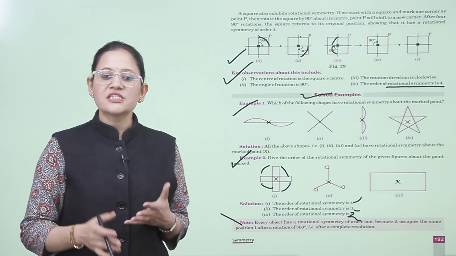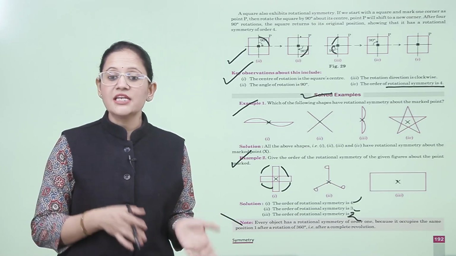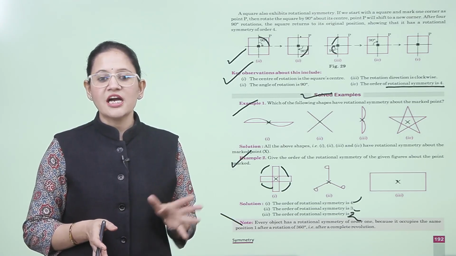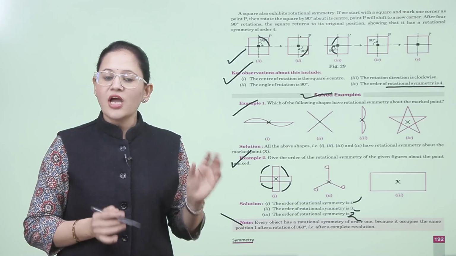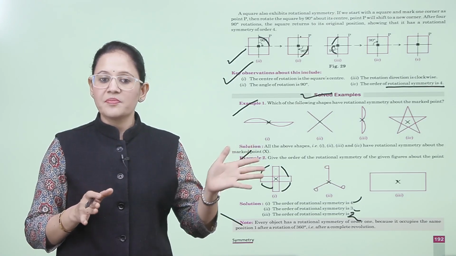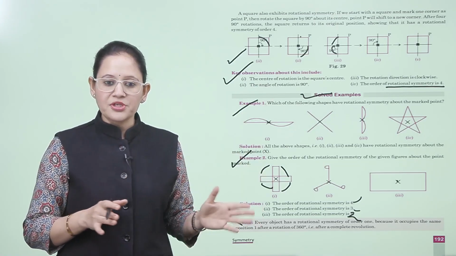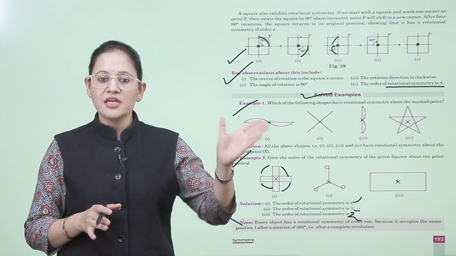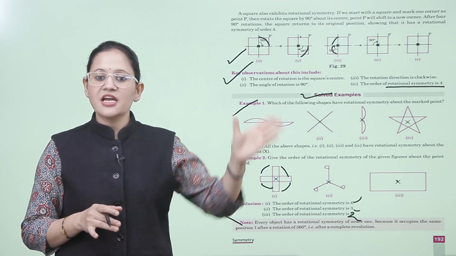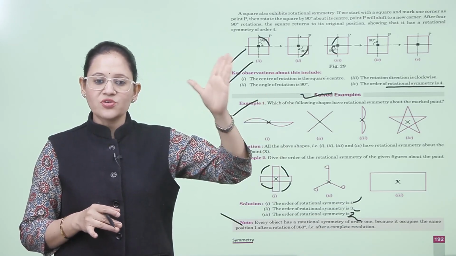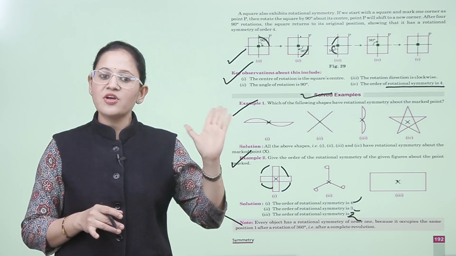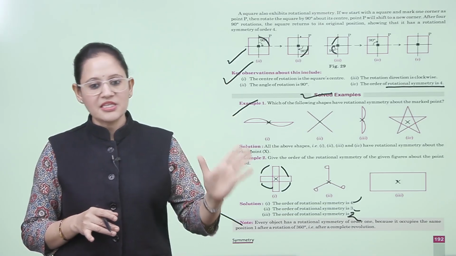Note: every object has rotational symmetry of order 1 because it occupies the same position after a rotation of 360 degrees, after a complete revolution. So every object will have order of rotational symmetry at least 1 because during the complete rotation, at the end of rotation it will come to its original position.